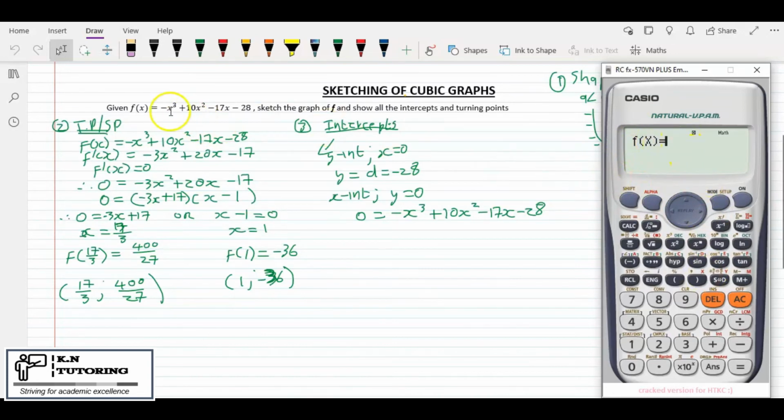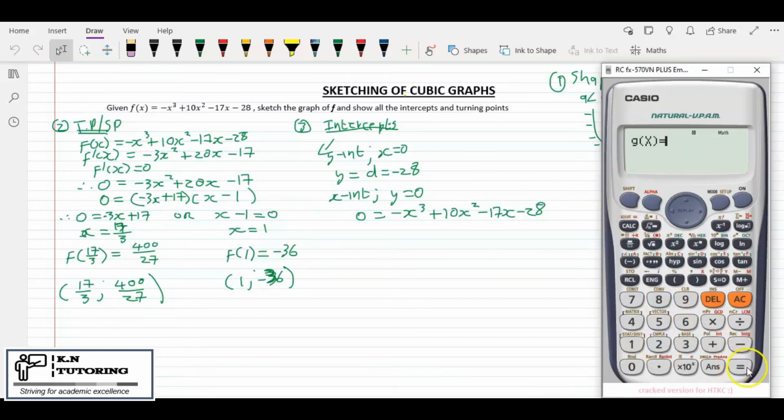Then I'm going to type in the equation the way it is. So I'm going to say minus x cubed plus 10x plus 10x squared minus 17x, sorry, 10x minus 28 is equal to g of x.